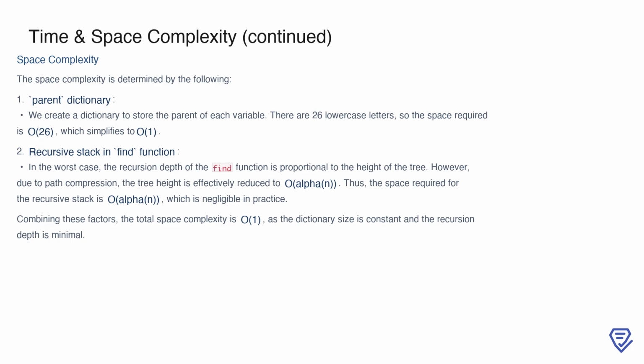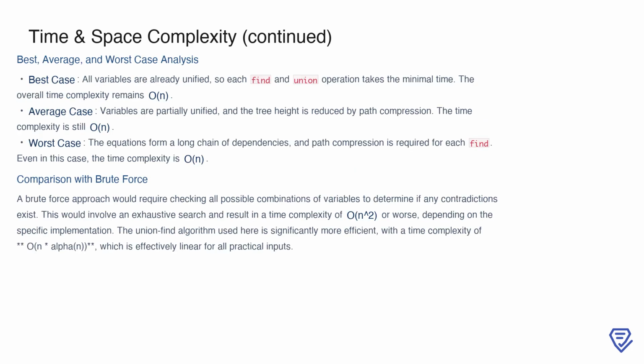Looking at the best, average, and worst case scenarios: in the best case, all variables are already unified, meaning each find and union operation takes minimal time, resulting in a time complexity of O(n). In the average case, some variables are unified, and path compression reduces the tree height, so the time complexity remains O(n). Even in the worst case, where the equations form a long chain of dependencies and path compression is applied repeatedly, the time complexity is still O(n).